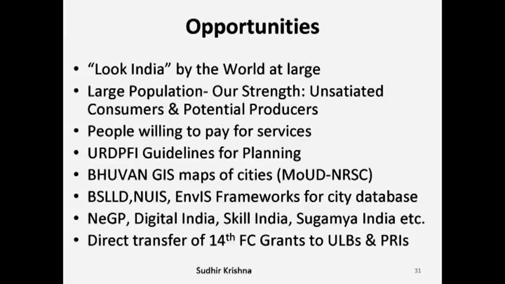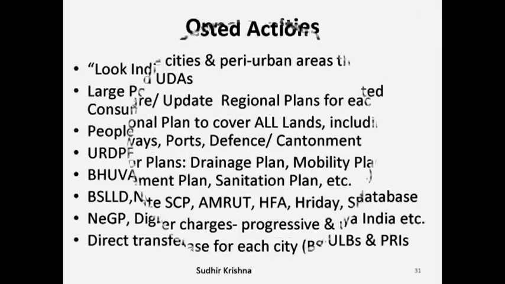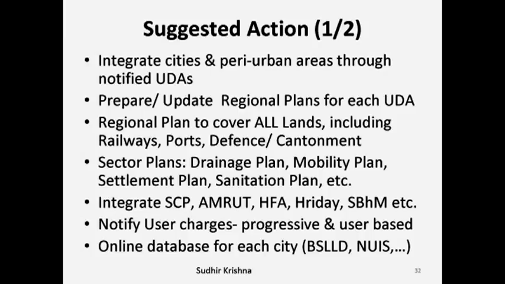So friends, a few suggested actions I am stating before concluding through some visuals: integrate cities and peri-urban areas through notified development authorities. We should be focusing on this for planning purposes. City and peri-urban areas should be integrated to development authorities, and there should be regional plans for the development authority. We should cover all the lands, not merely the revenue lands, but include the railway land, port land, defense land, cantonment land for planning purposes.